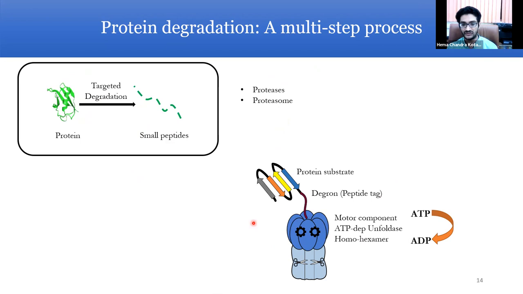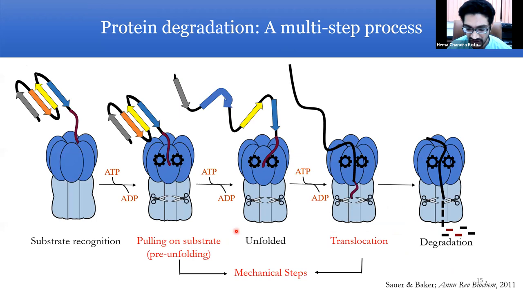Any enzyme cannot randomly degrade any protein. There has to be a specific signal that comes from the protein molecule, and then the enzyme recognizes that signal molecule. As I showed you before, it consumes ATP, converts the chemical energy to mechanical energy, and unfolds and degrades. So this is basically the schematic of how the process of protein degradation happens.